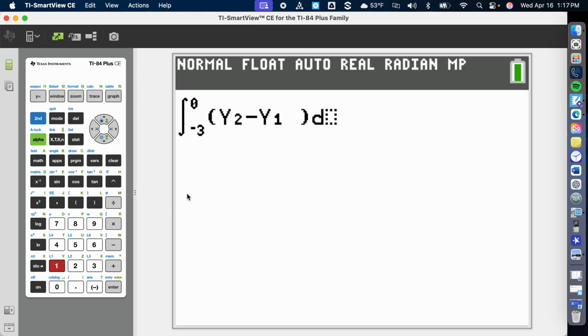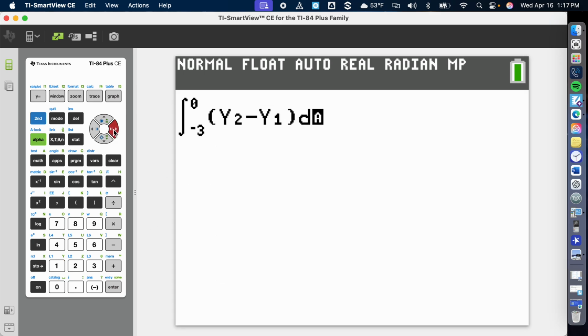How do you do the integral though? Hit the math button. And then it'll say fn int. I want to say it's below the screen. Okay, so fn int, and then you would do y2 minus y1, comma, x, comma, -3, comma, 0, parentheses.